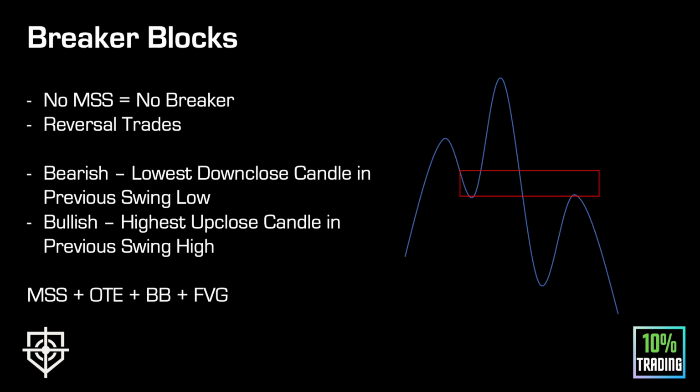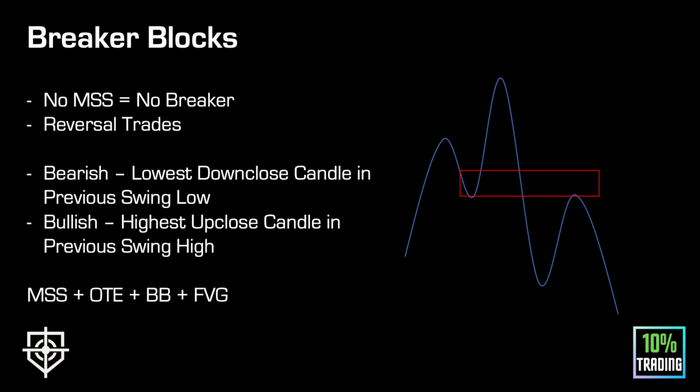So the first big rule to understand: no market structure shift equals no breaker. That's the simplest way to filter. Am I looking at a breaker, yes or no? If there is no market structure shift, there will be no breaker block. You can't have a breaker block without a market structure shift.